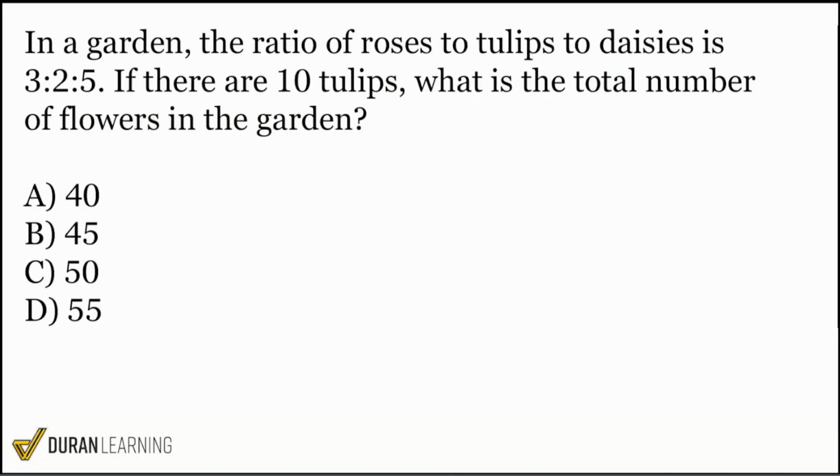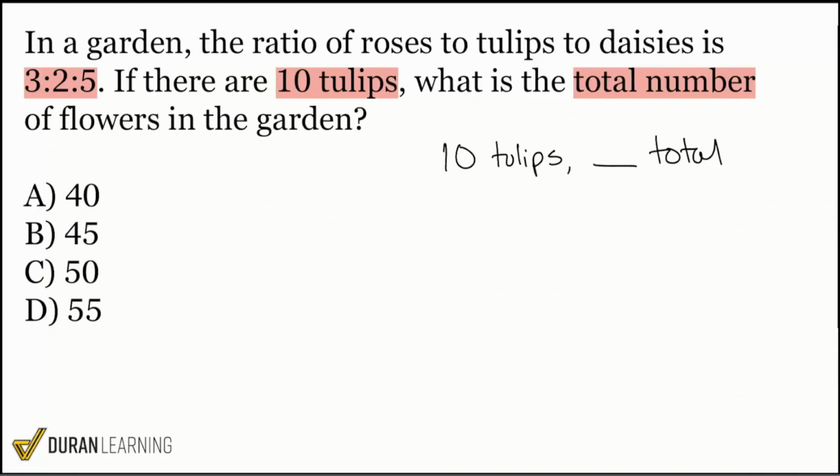It says, if there are 10 tulips, what is the total number of flowers in the garden? Just like in the previous question, we're given a part and then we're looking for the total. So we have 10 tulips and we are trying to find the total. This one's really similar. We see that we have 3 to 2 to 5, and we have to understand what that 3 to 2 to 5 really represents.